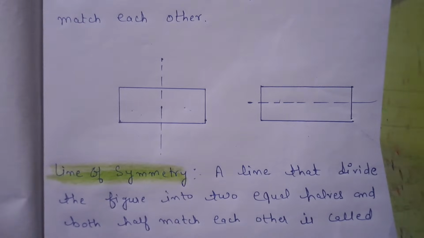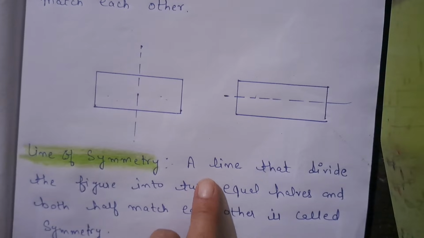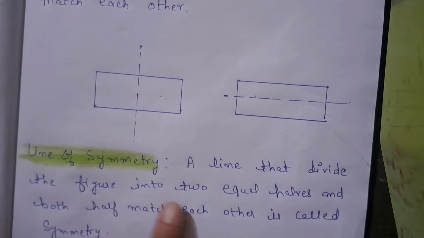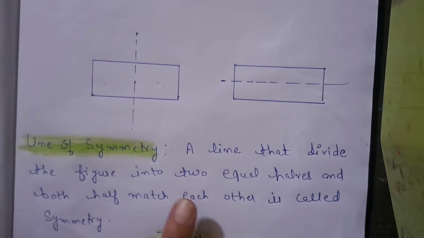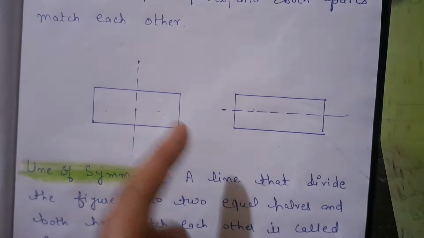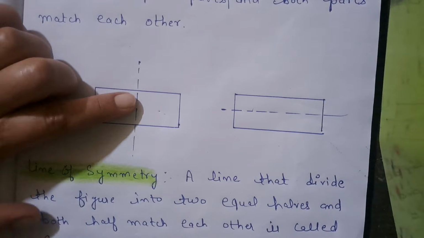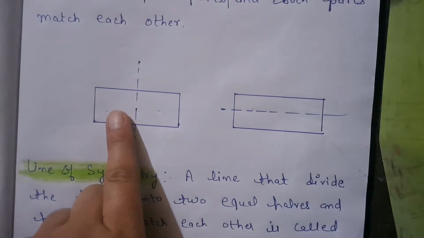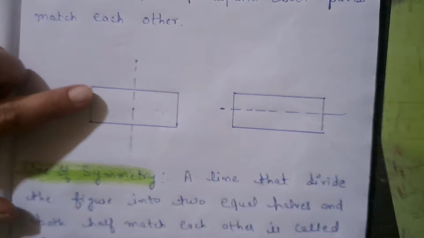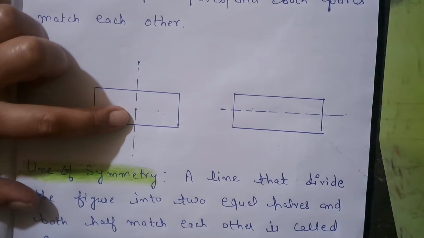Okay, so the next topic is line of symmetry. What is a line of symmetry? First let's read its definition. A line that divides the figure into two equal halves, where both the halves match each other, is called the line of symmetry. So when a line divides a figure into two equal halves and both the halves exactly match each other, then we say that that line is called the line of symmetry.